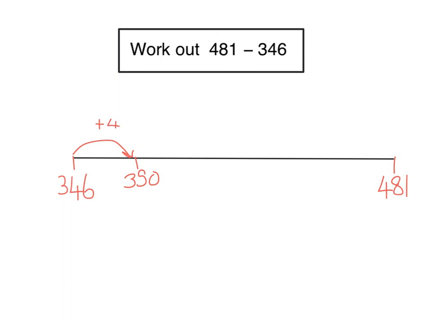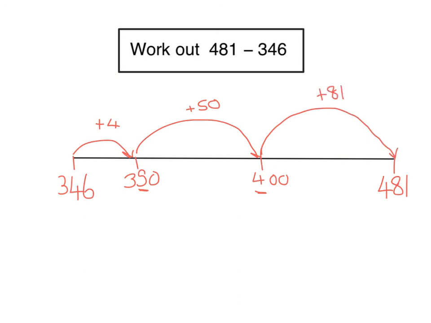The next nice number would be 400. And we've added on 50 to get to 400. So we've gone to the next nice tens, then the next nice hundreds. I need to get to 481, so now I can just add on the 81. In total, I've added 4, 50 and 81. 4 add 1 is 5. 5 add 8 is 13. So my answer is 135.